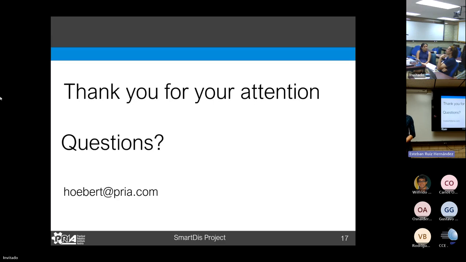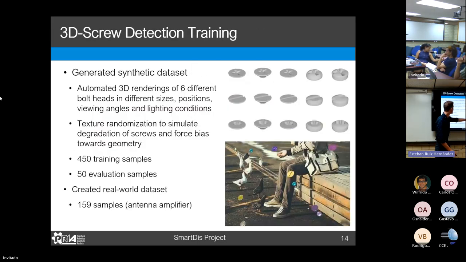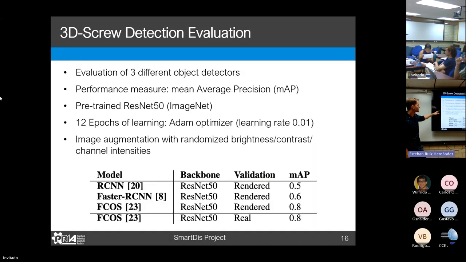Are you sure that your model has a bias toward the geometry? I cannot prove it, but since we trained it with different textures and different colors, we guess that it learned the geometry rather than the colors. As you have seen here, we are using different textures and also different lighting conditions. Also during the training, we're using image augmentation with randomized brightness, contrast and channel intensities. So we guess that it's like that.